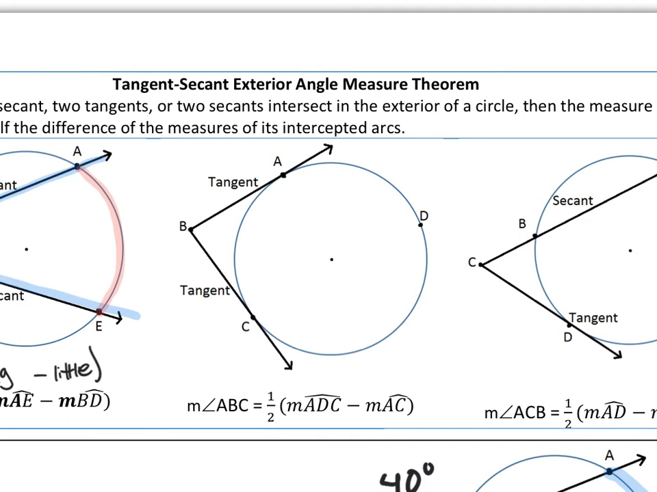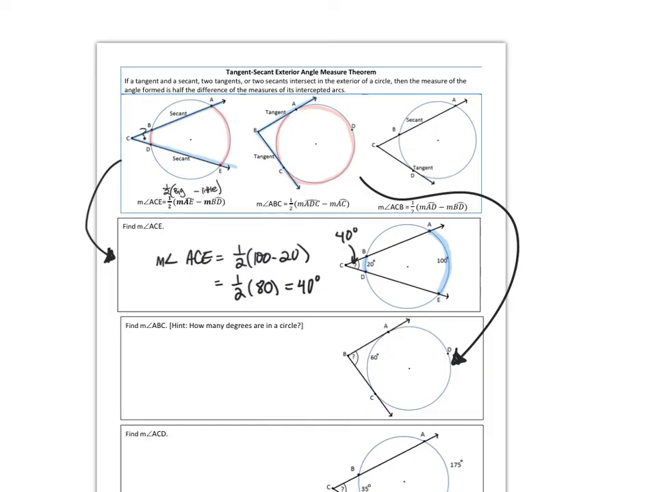There's really a very similar relationship when 2 tangents intersect. So here we have 2 tangents. They touch the circle each at exactly 1 point. And this time, to find the measure of angle ABC, we're going to subtract the measure of arc ADC minus arc AC, and then we'll divide by 2. Once again, I like to think of this as big minus little divided by 2. So let's give it a shot here.